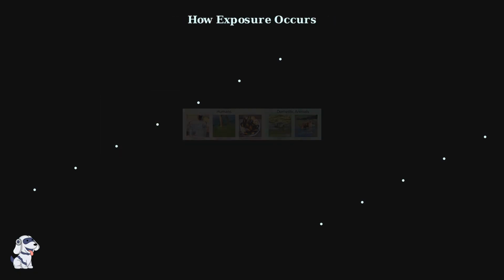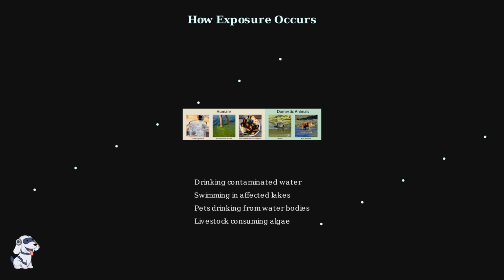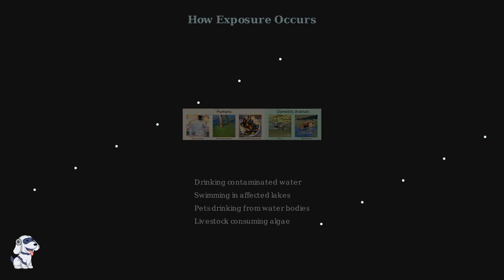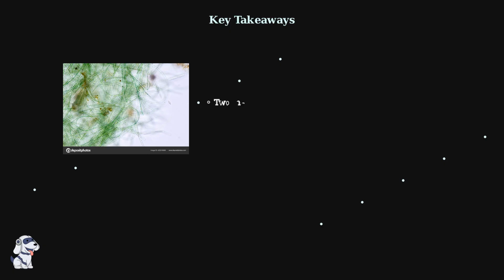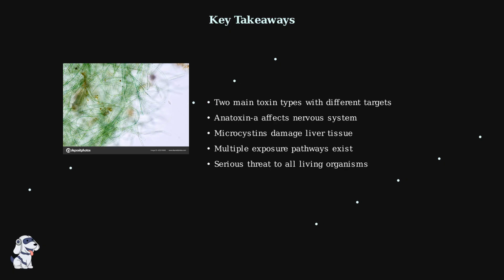Both humans and animals can be exposed to these cyanotoxins through multiple pathways. Drinking contaminated water, recreational activities in affected water bodies, and animals consuming algae-contaminated water are the primary routes of exposure. Understanding these two major cyanotoxin types is crucial for recognizing the dangers of Anabaena blooms. Anatoxin A targets the nervous system, while microcystins attack the liver, making both extremely dangerous to wildlife, pets, and humans through various exposure routes.